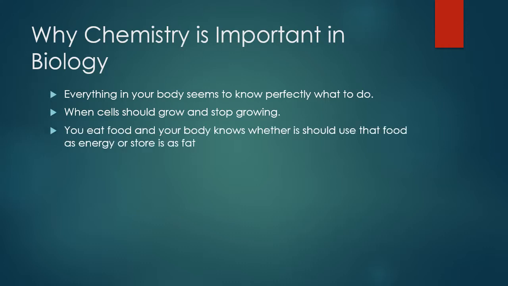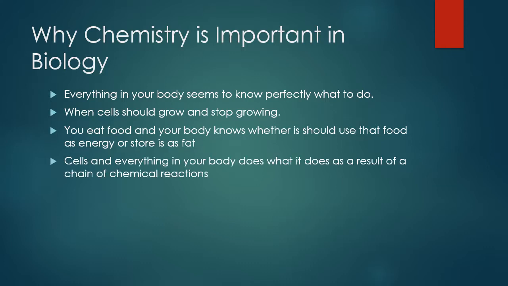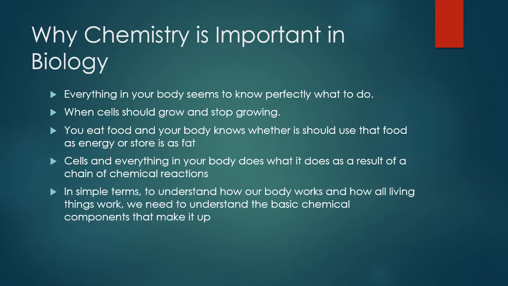And if you eat food, your body knows whether it should use that food as energy or store it as fat. The cells and everything in your body do what they do as a result of a chain of reactions. All of these different chemicals that we'll talk about in a little bit, how they interact and what reactions they go through will set off a chain of reactions in your body so that your body can function.